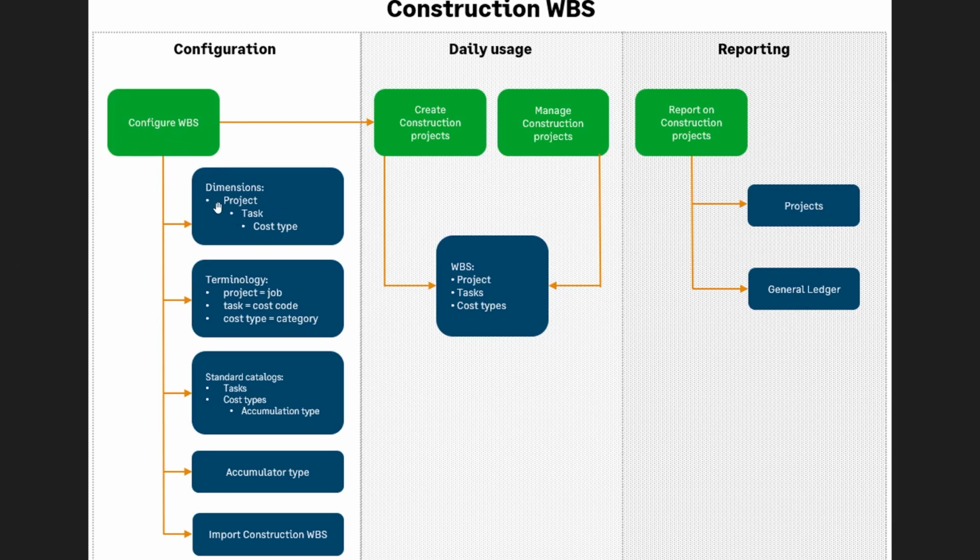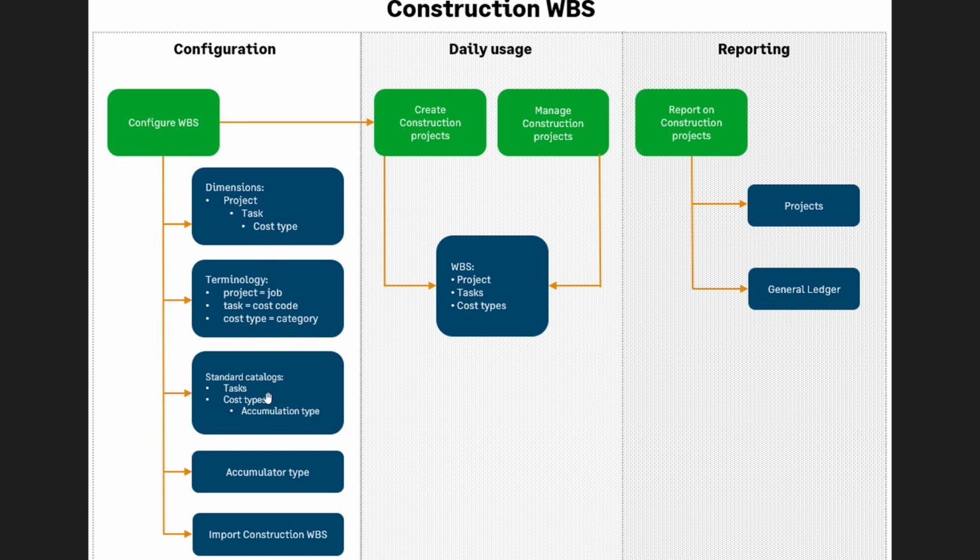So right here, we're going to look at these dimensions. It's broken down into the project. This is the top level representing the overall body of work. And then we have the task. This is a specific type of work within the project, such as foundations, framing, electrical rough-in, fencing. So these are the cost codes or tasks. And then you also have the cost types. This is the lowest level representing the cost for each task, such as labor, materials, subcontracts, equipment, or overhead.